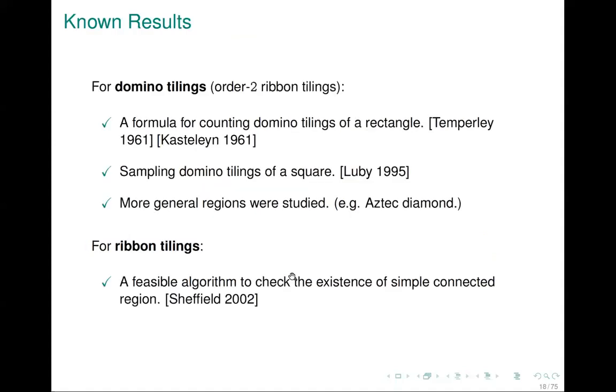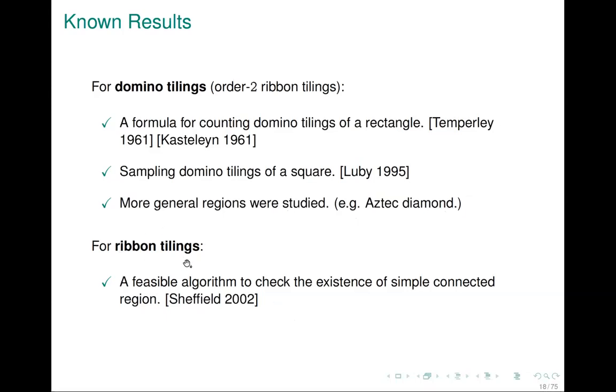And here are some known results. The first one is for domino tilings. People have a formula to count domino tilings of rectangles. This is work from the 1960s. And second, how to sample a domino tiling is solved by Luby, 1995. By the way, there are some other ways to do it. People also consider some other regions. For domino tilings, this special diamond is like a diamond, but the boundary is only horizontal and vertical. But it doesn't matter for this talk, so let me skip it.